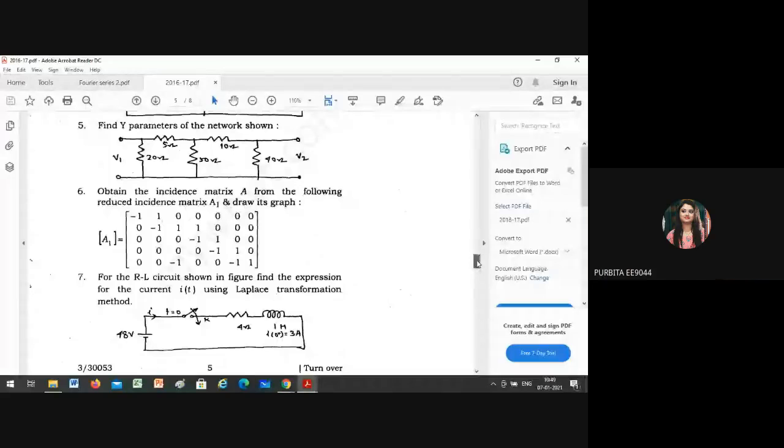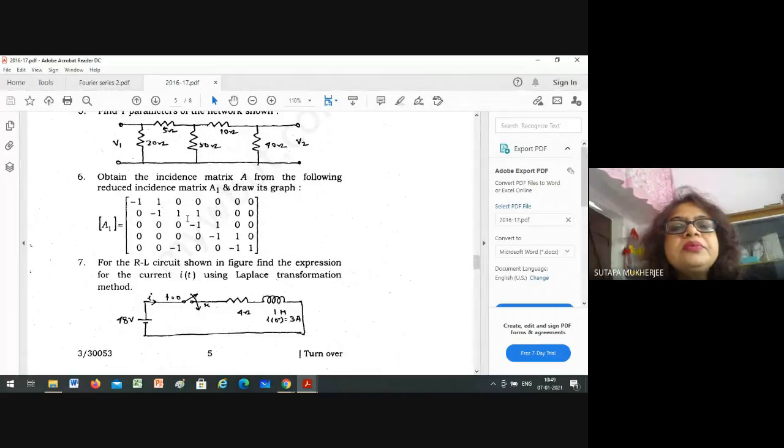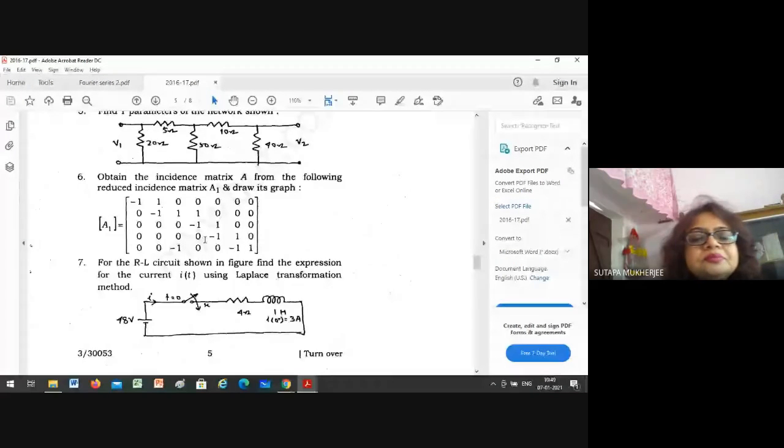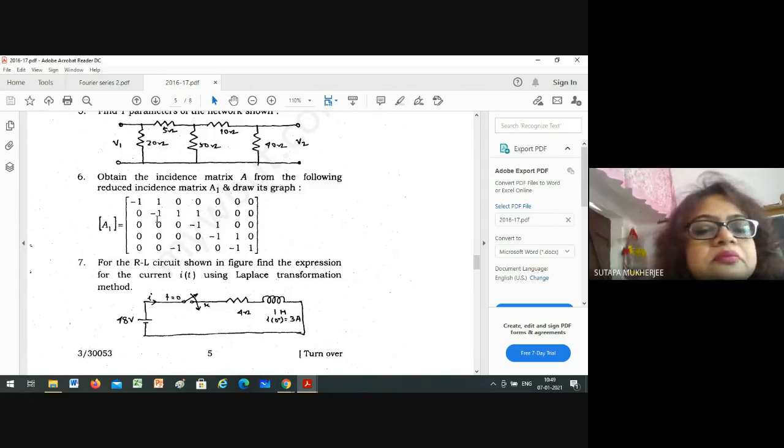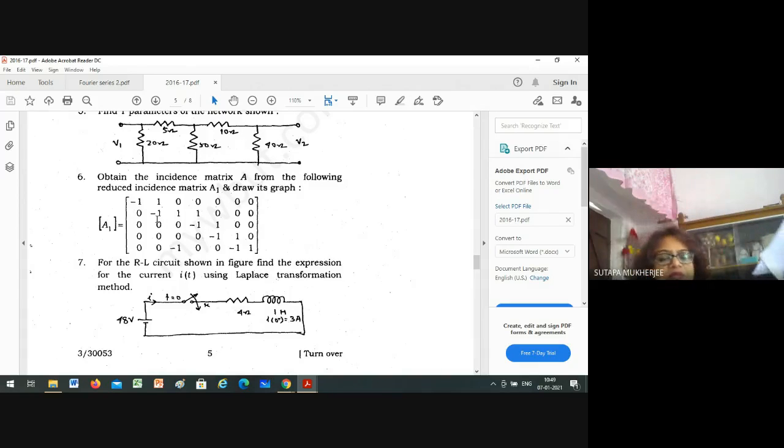Purvita? Yes, ma'am. Have you done this problem? No, ma'am. This is 16-17. Okay, do the problem right now. Obtain the incidence matrix A from the following reduced incidence matrix and draw its graph. Do it first. It's very simple. You do it, I am also doing the problem with you.